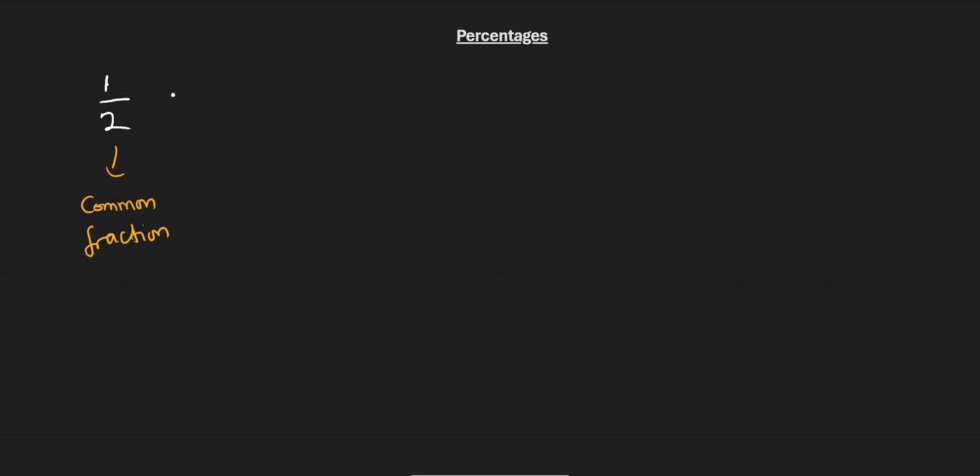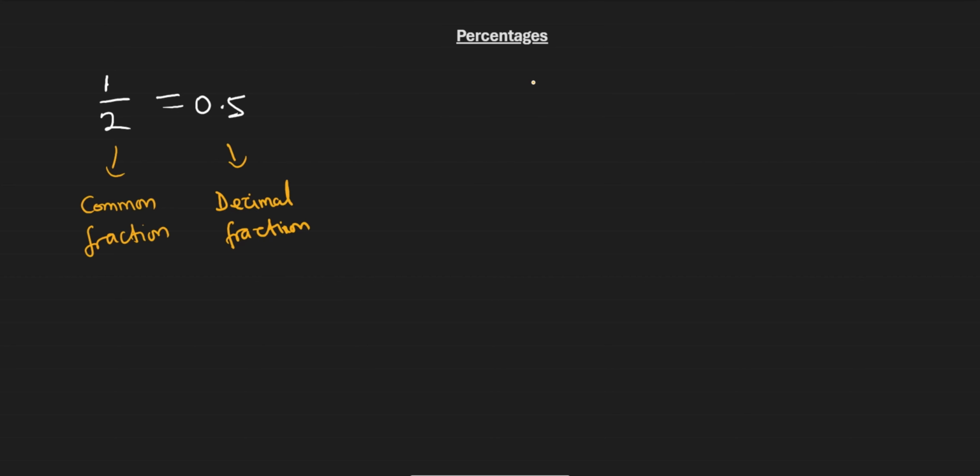When you convert the 1 over 2 to decimal, you have 0.5. And this has a name called decimal fraction. Okay. There's another way of writing this 1 over 2, which is 0.5, in a percentage equivalent. That is what we are here to learn.